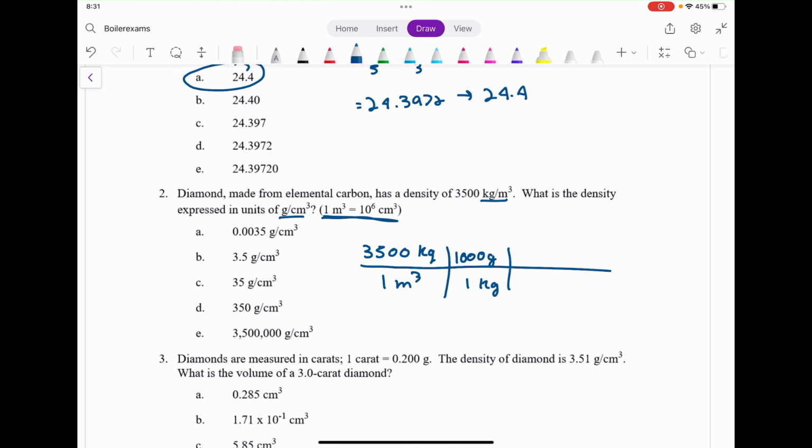Okay, in 1 meter cubed, we have 10 to the 6th centimeter cubed. Multiply all the numbers on the top and then divide by the ones at the bottom. 3,500 times 1,000 divided by 10 to the 6th. That gives us 3.5, and then kilograms canceled, meters cubed canceled. We have grams on the top, and then centimeter cubed on the bottom. So that leaves us with B.